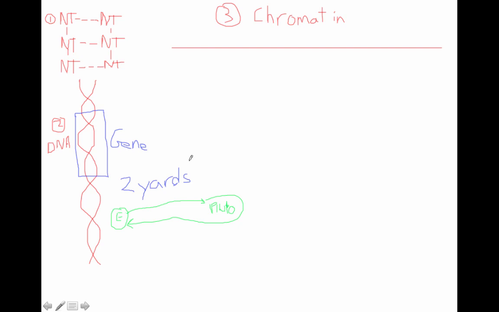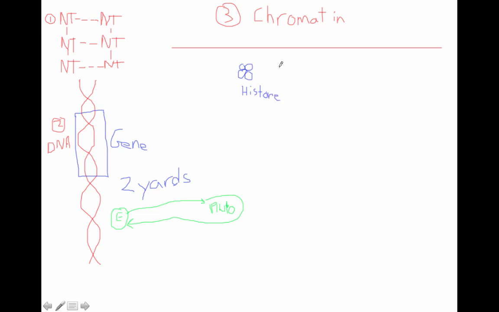Now, what our cells will do is use proteins called histones. So let's draw some histones. They usually exist in a structure of 8 histone proteins, but for simplicity in drawing, I'm just drawing 4 of them here. We call these histones, so let's write the word histone here.